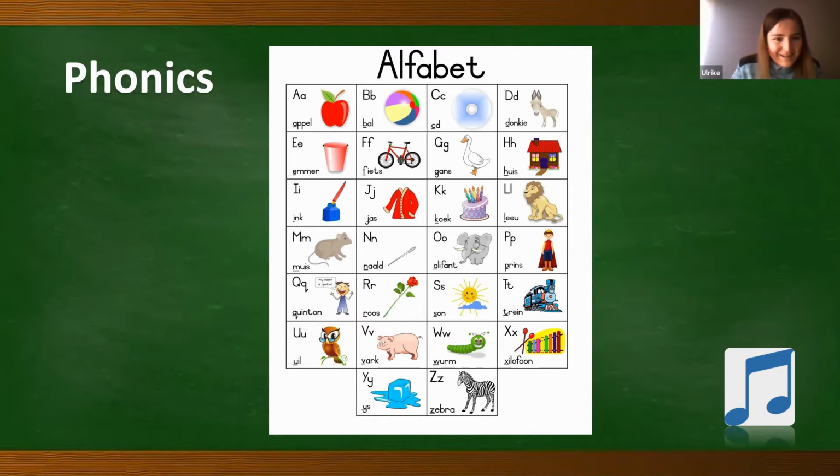Okay, we have the vowels and P, D. So let's begin with the vowels. Begin with A. Apple. Apple. A.